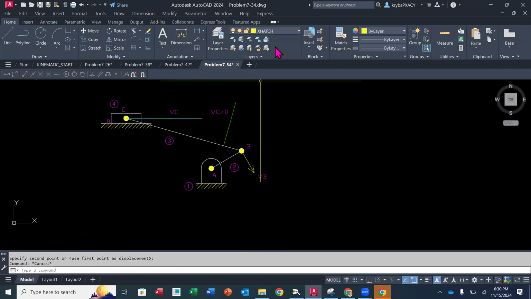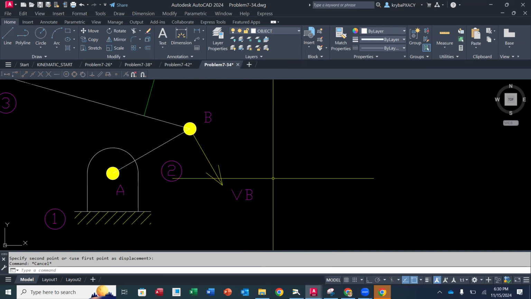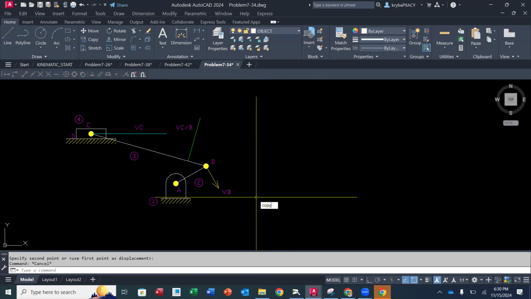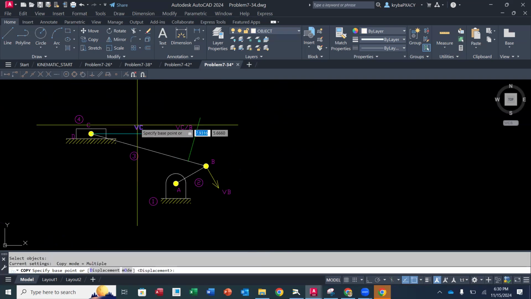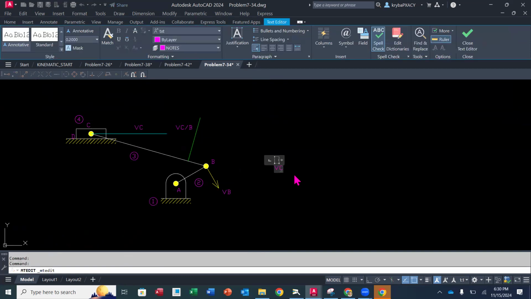All right, so now we're ready to start our vector diagram. So let's write out the vector equation. I'll just do it right here in AutoCAD rather than back and forth. We're probably getting used to what this is supposed to be anyway. So we know that our unknown velocity of C is going to be equal to the velocity of B plus vectorially the velocity of C relative to B.